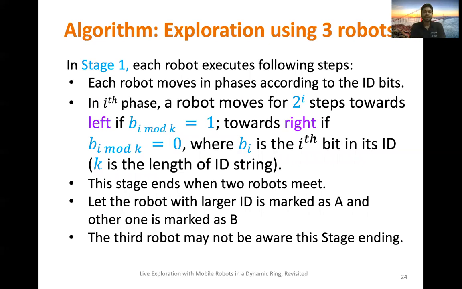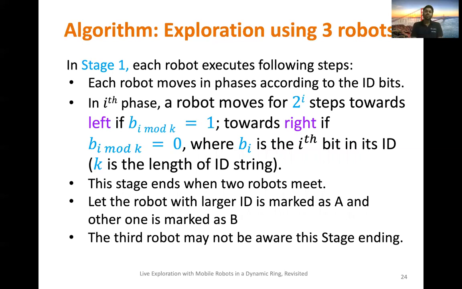What is happening here? We are assuming that robots have unique IDs, and let's say the ID string length is k. So there are k bits in the IDs. Each robot can concatenate: a k-bit string, then again k bits, and another k bits. So they can actually create an infinite bit string out of their own ID repeated.